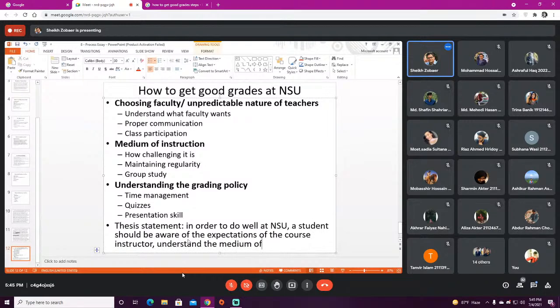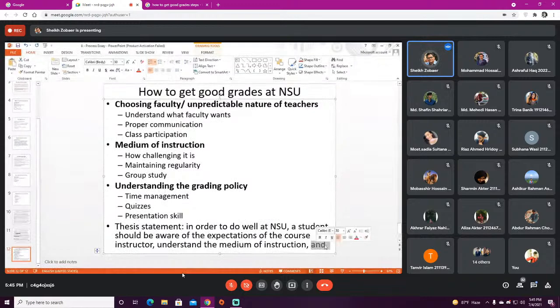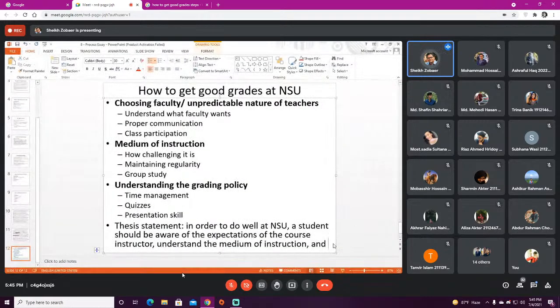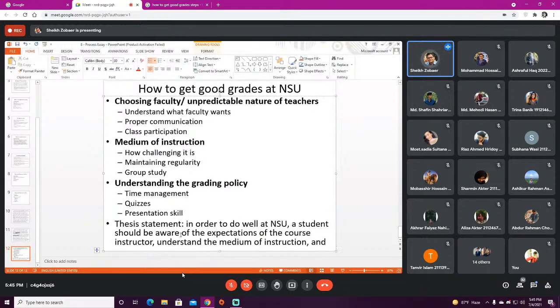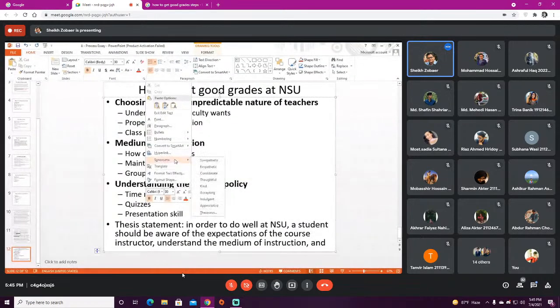Again, instead of understanding the medium of instruction. Instead of using the word understand, you can go for even a better expression. Okay, I'm just showing the structure of thesis statement here. Put a comma and don't forget to use the word and before you introduce the last item. And maybe I have already used the word understand, so maybe this time we'll use a different word. So what could be a good synonym?